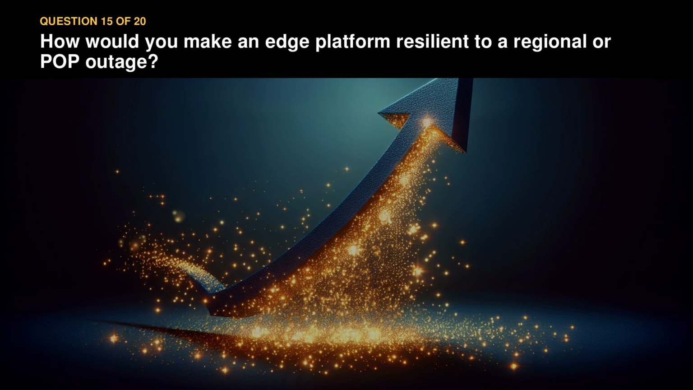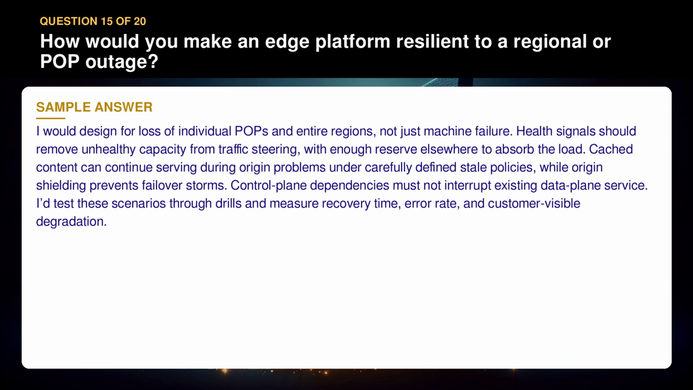Question 15. How would you make an edge platform resilient to a regional or POP outage? I would design for loss of individual POPs and entire regions, not just machine failure. Health signals should remove unhealthy capacity from traffic steering, with enough reserve elsewhere to absorb the load. Cached content can continue serving during origin problems under carefully defined stale policies, while origin shielding prevents failover storms. Control plane dependencies must not interrupt existing data plane service.